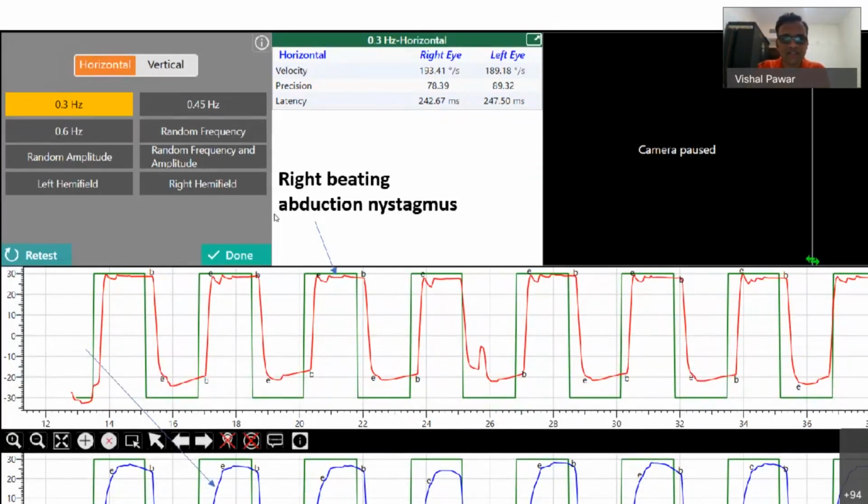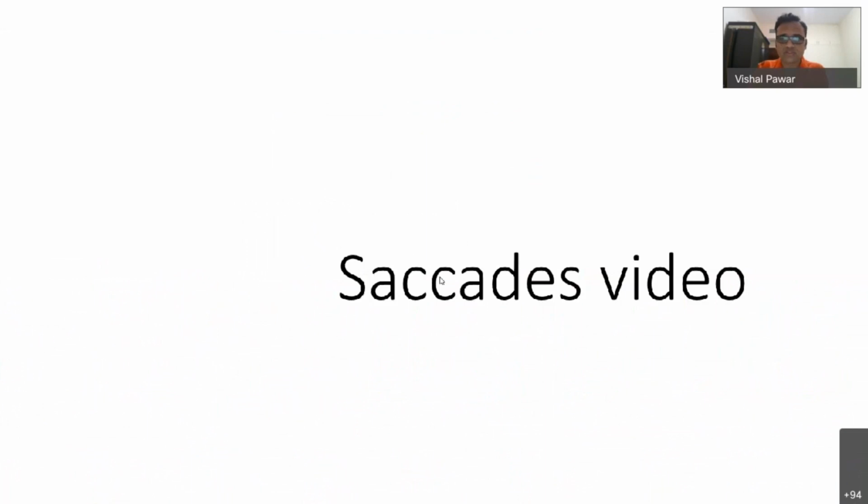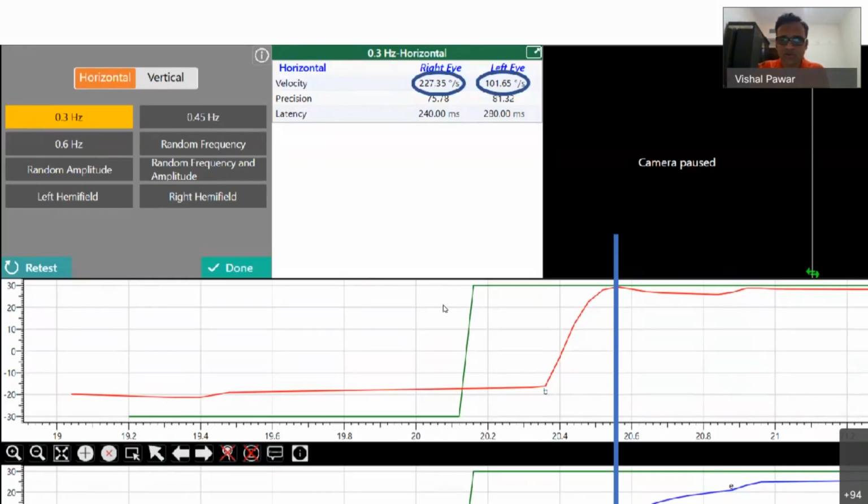So what is happening here is there is right eye abduction nystagmus and there is hypometric saccade with the glycemic correction on the left side. I have shown this video and tried to compare the velocity of the adduction saccade and the abduction saccade on the right side. There is significant difference in the velocity. The right eye is moving at 227 degrees per second and the left eye is moving at a velocity of 101.